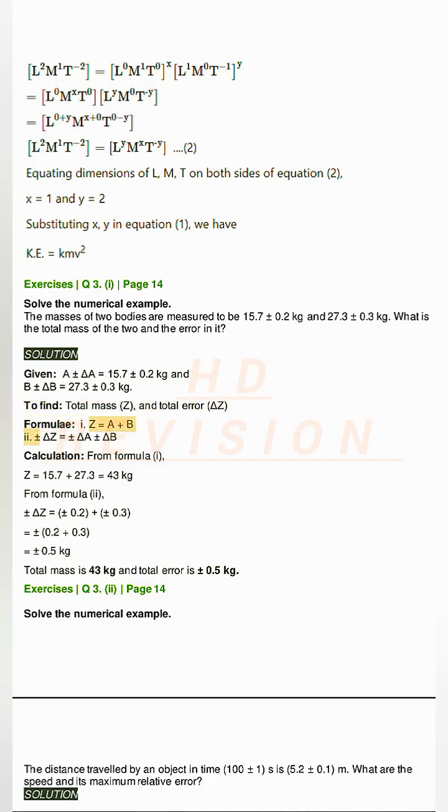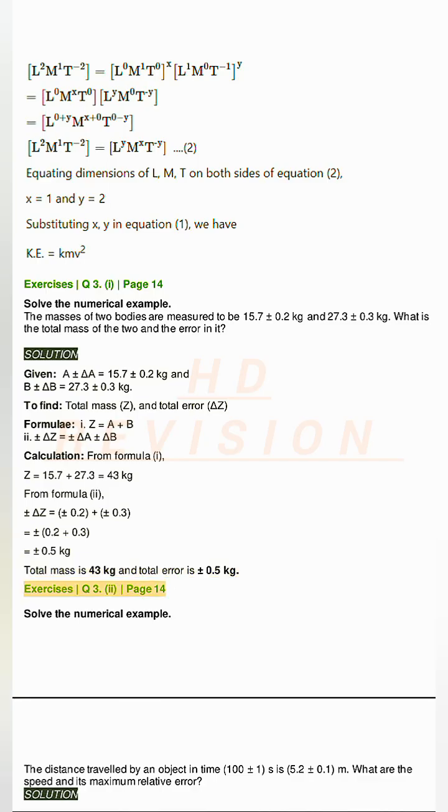Formulae. I. Z equals A plus B. II. Plus or minus delta Z equals plus or minus delta A plus or minus delta B. Calculation. From formula I, Z equals 15.7 plus 27.3 equals 43 kilograms. From formula II, plus or minus delta Z equals plus or minus 0.2 plus or minus 0.3 equals plus or minus (0.2 plus 0.3) equals plus or minus 0.5 kilograms. Total mass is 43 kilograms and total error is plus or minus 0.5 kilograms.